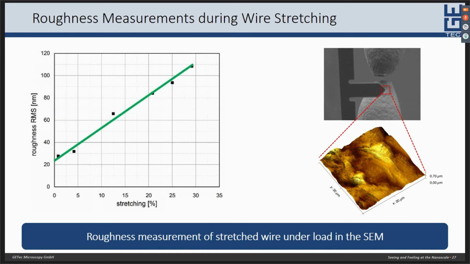Being able to measure the surface roughness as a function of the induced stretching, which in this case shows a linear behavior, is highly relevant in the field of fracture mechanics. And the AFSEM even allows us to investigate necking effects, which are signs for plastic deformation of the material. Here you can even see that you can measure an already broken wire in this specific region.